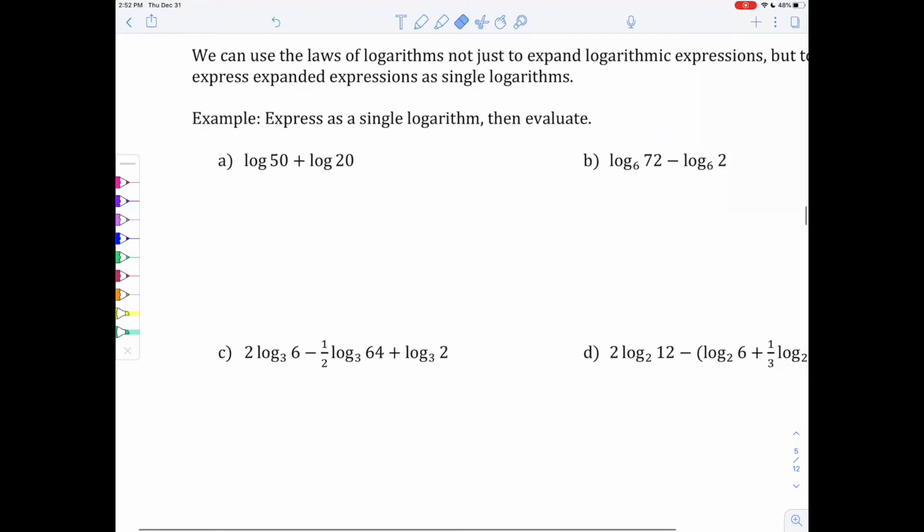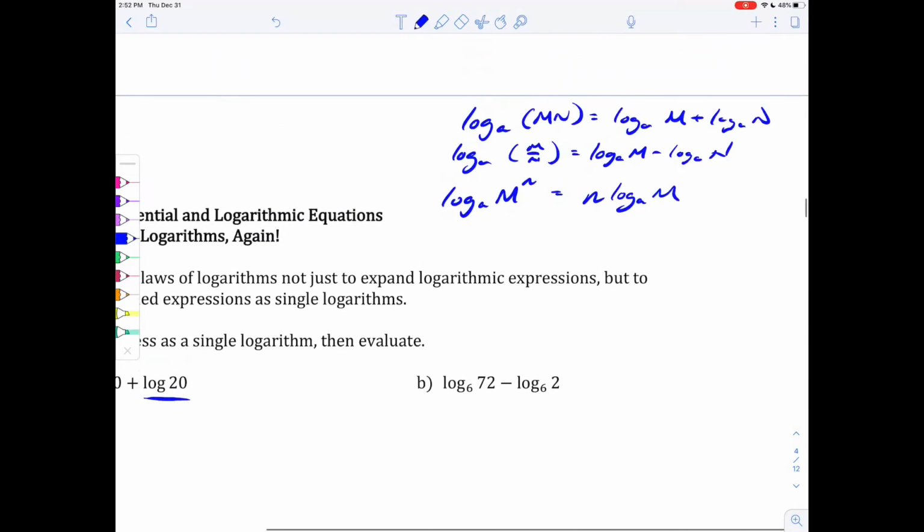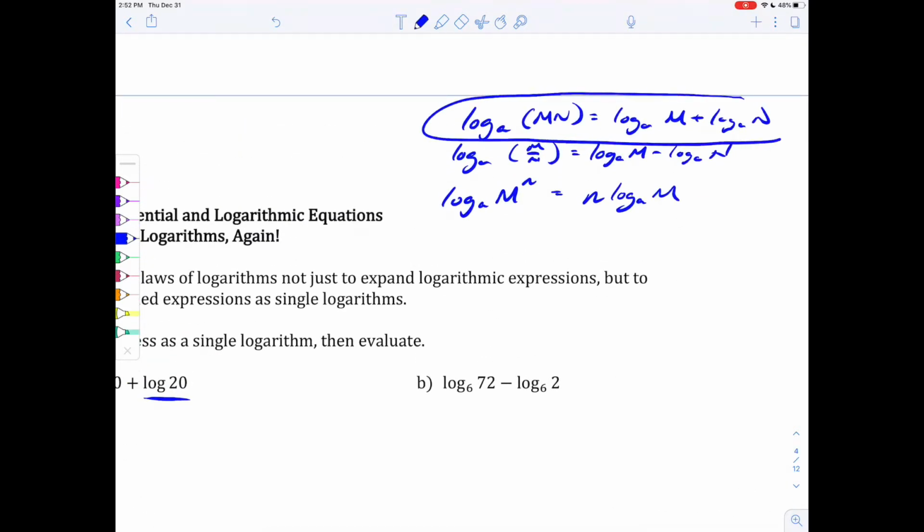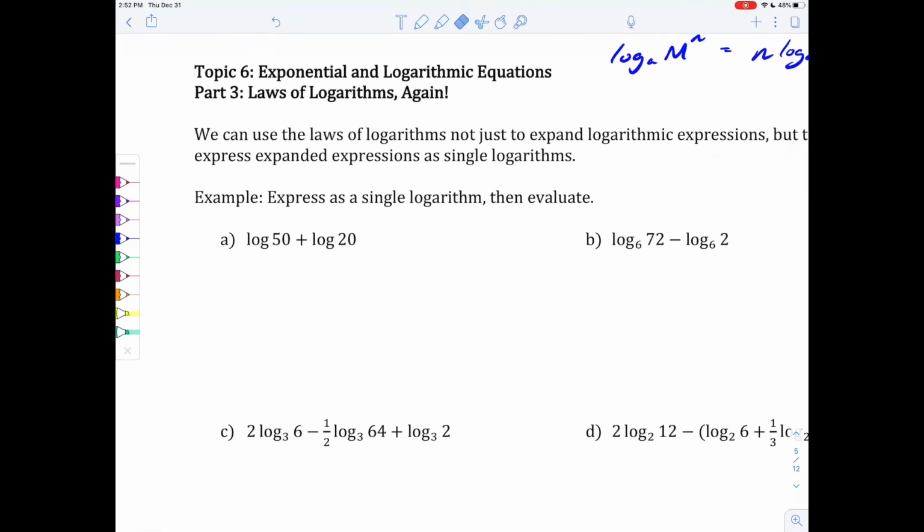In a case like this, I have individual logs being added together, and so using the product law, I can say I'm looking at this kind of scenario right there, which means that I can then express these as the log of the product of those arguments. That's that. So now I've expressed it as a single log.